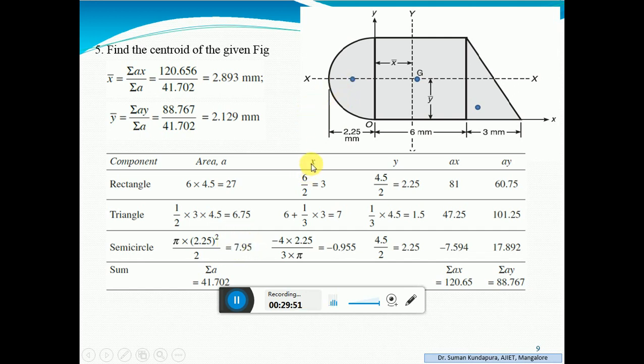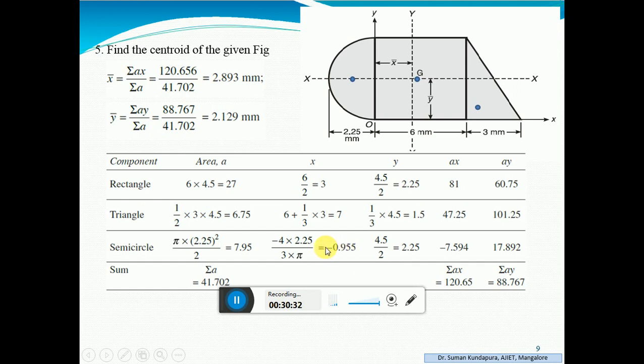Next, you are supposed to find out the x value and the y value. The y value will be along this. So it is 4.5 divided by 2 is the y value. The x value is in the negative direction, that is x minus 4r by 3 pi. Where r is 2.25, so you will get minus 0.955.